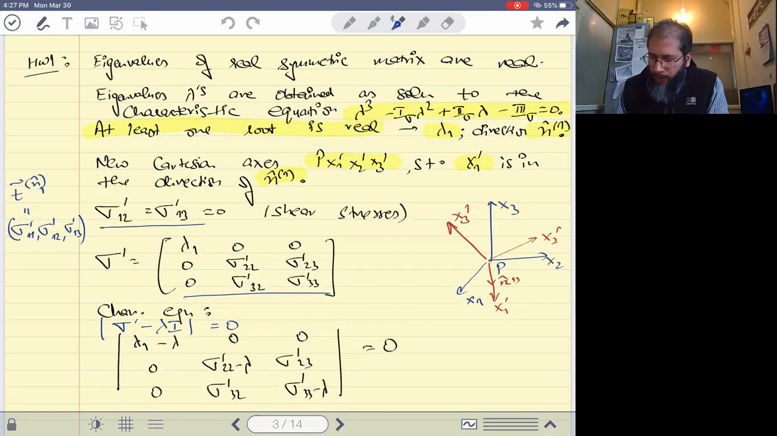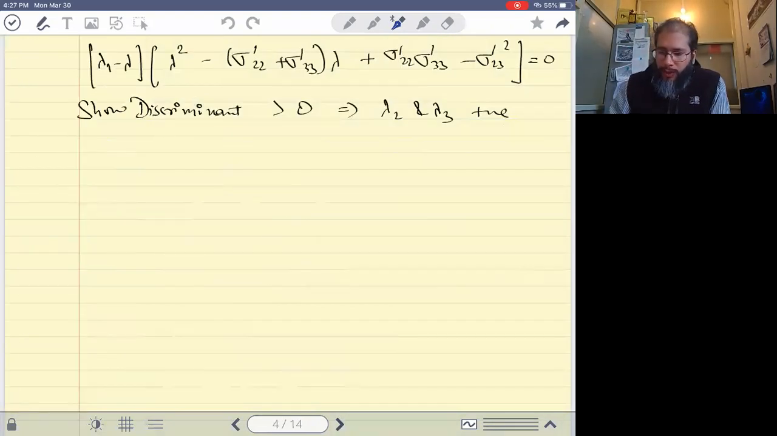Okay. So if I write this, then I can write this in the characteristic equation form as lambda 1 minus lambda, and then the quadratic equation here. So what we've done is we have very smartly separated one of the roots. So we have factored the cubic into a linear and a quadratic. Okay, that's what our aim is here. So the first factor simply tells us that lambda 1 is one of the roots, which we already know.